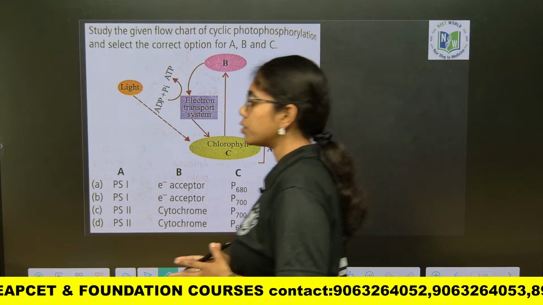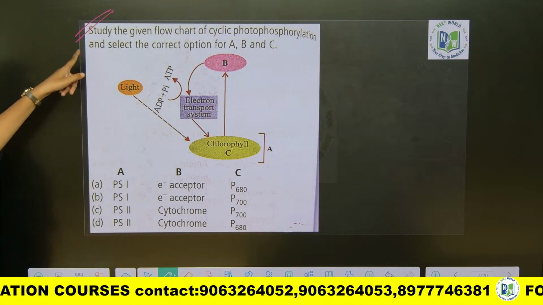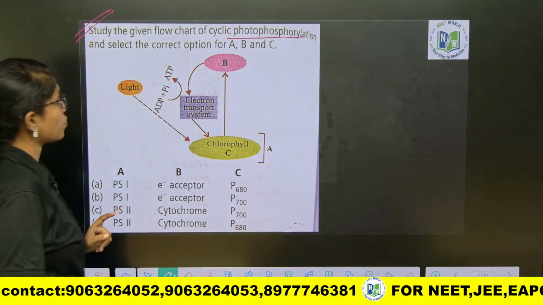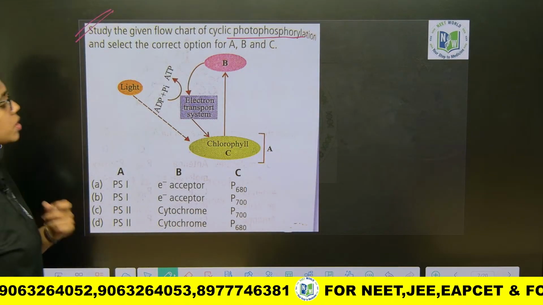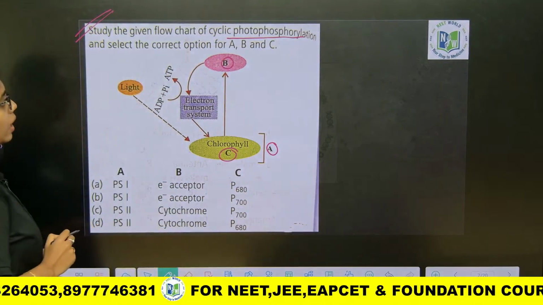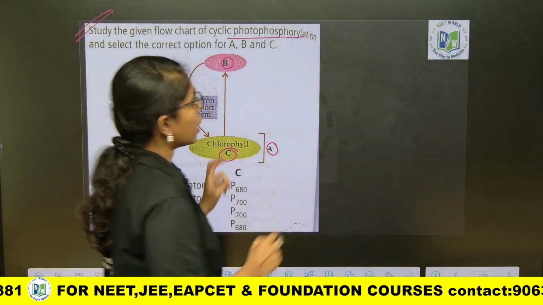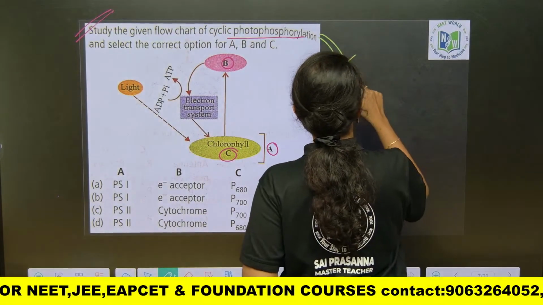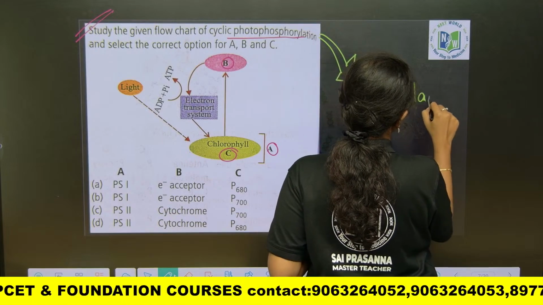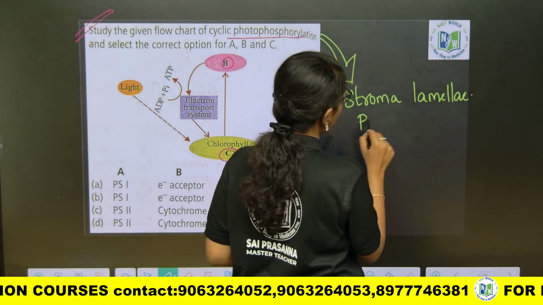Next question. Try to answer, online students. Study the given flowchart of cyclic photophosphorylation, and select the correct option for A, B and C. Where is cyclic photophosphorylation operated? It is conducted inside the stroma lamellae.